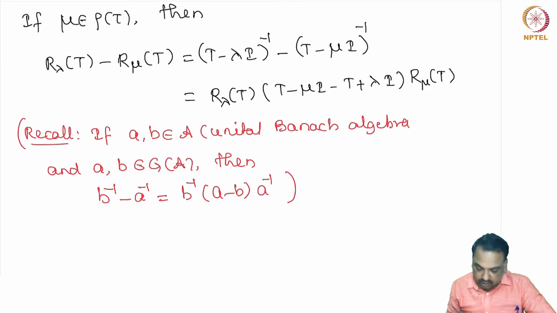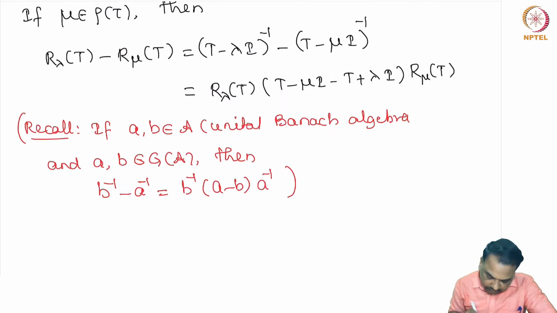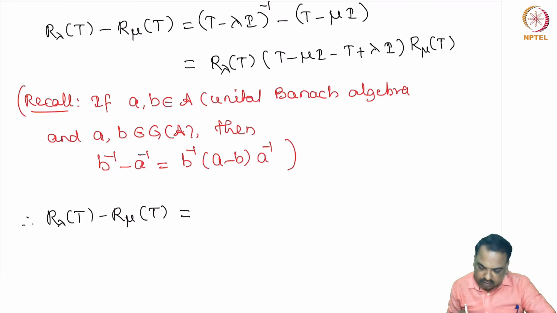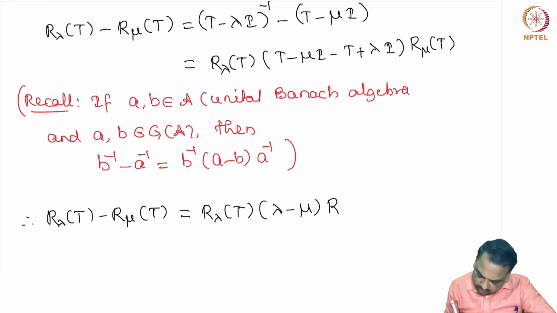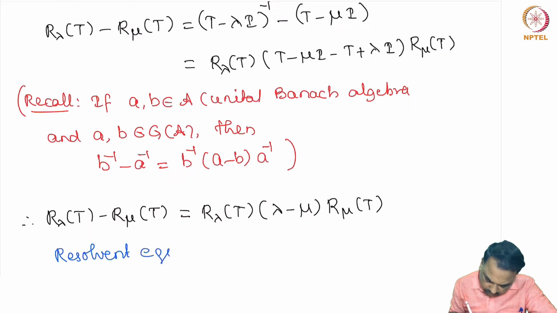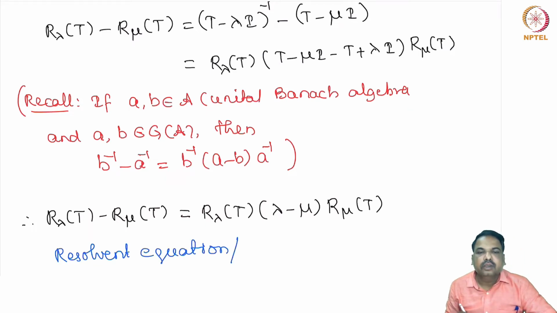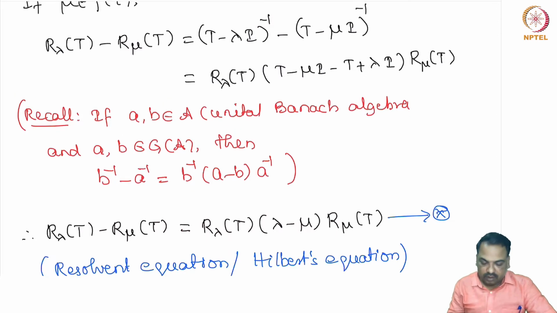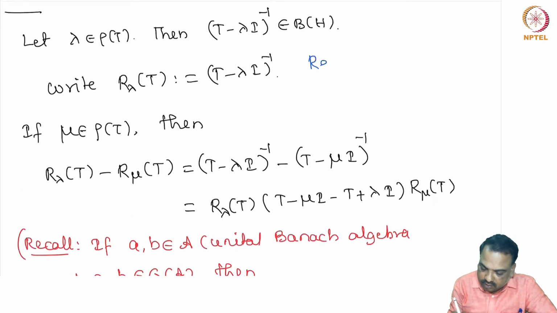Now B of H is a unital Banach algebra. So using this we can conclude that R lambda T minus R mu of T is nothing but R lambda of T multiplied by lambda minus mu multiplied by R mu of T. So this equation is known as the resolvent equation, or it is also known as Hilbert's equation. Let us call this star. And the operator R lambda T is also known as the resolvent operator.